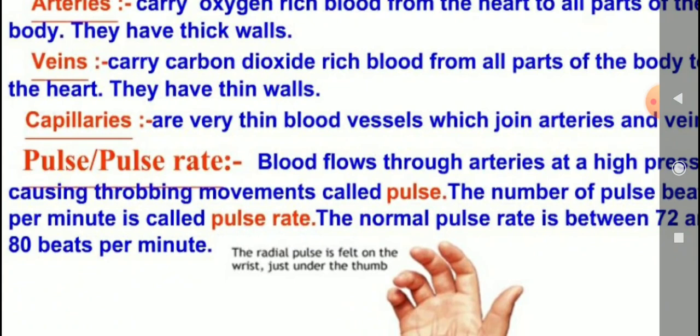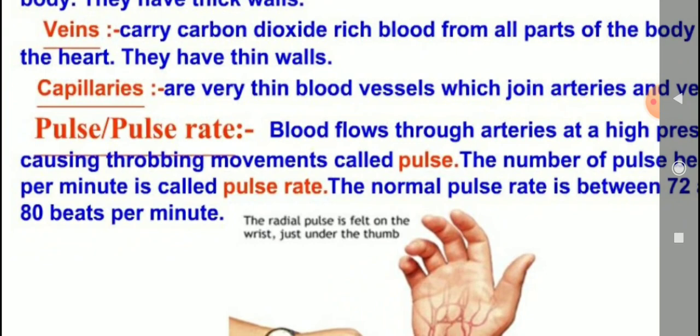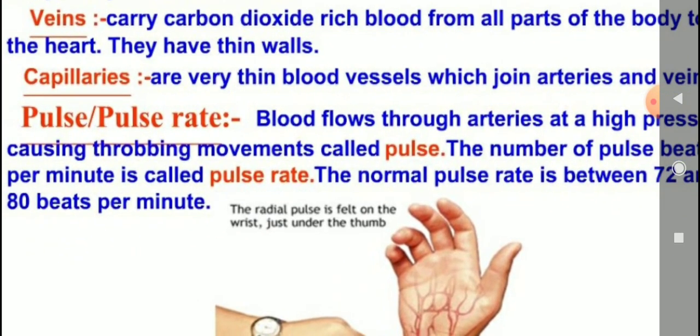Pulse means the throbbing movement in your left hand wrist region. Just press for 1 second and you feel the throbbing movement. That is a pulse. The number of pulse beats per minute is called pulse rate. The normal pulse rate is between 72 and 80 beats per minute.